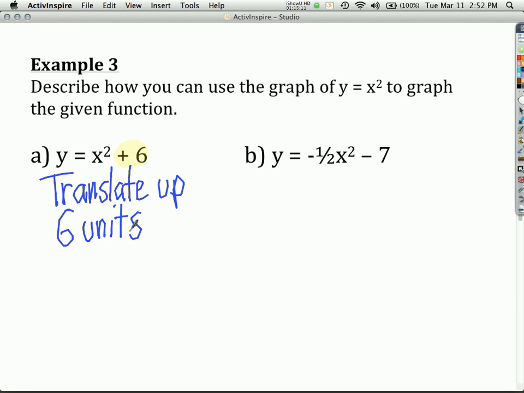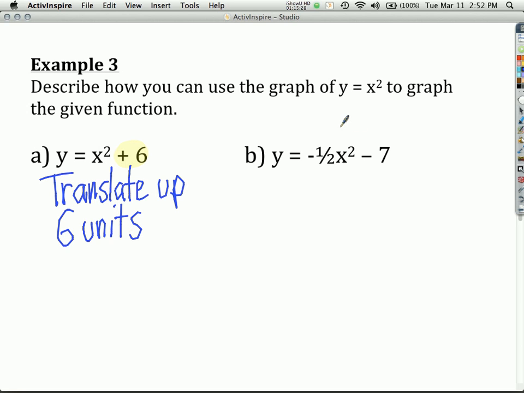The point here is that you should be able to look at this and already know in your mind approximately what the graph is going to look like. You already know it's going to be the same thing as y equals x squared, except it's going to be up 6 units.